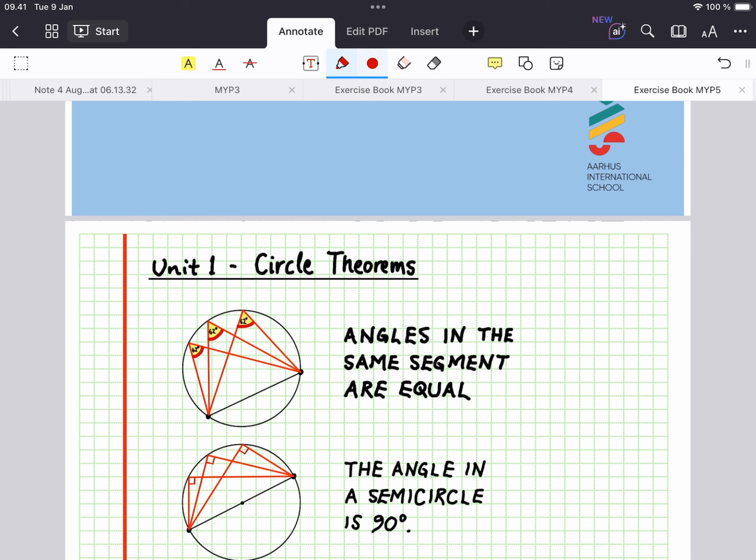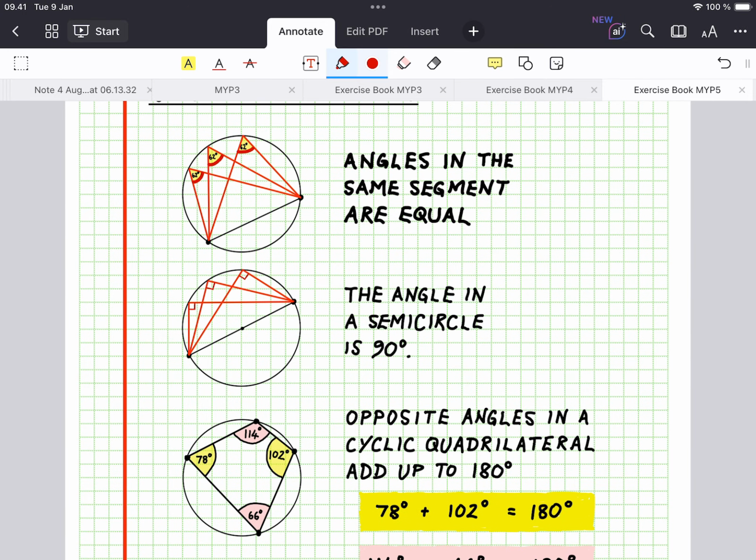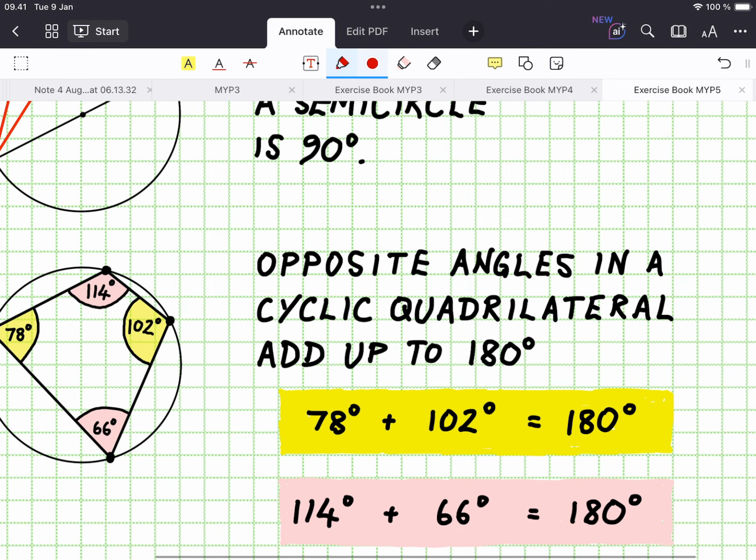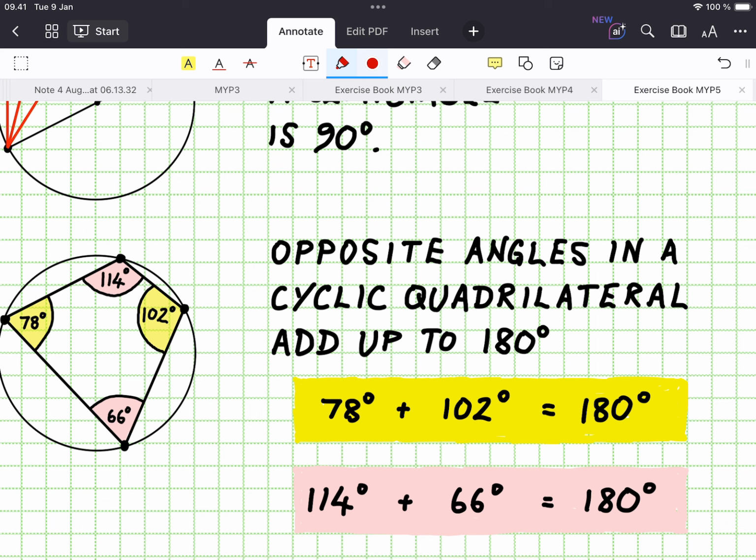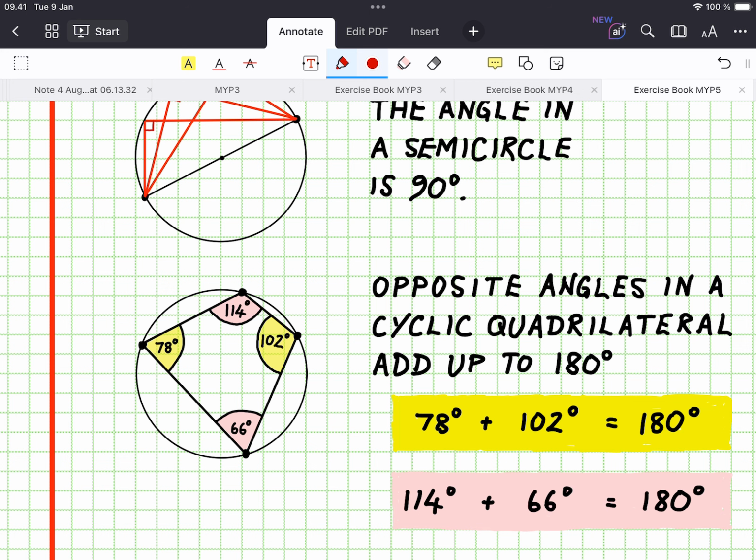Okay, so here we are back at my neat notebook, and the thing that you should have noticed is that opposite angles in a cyclic quadrilateral add up to 180 degrees. So for example, in the one I've done here, the yellow ones are 78 plus 102, and that makes 180, and the pink ones are 114 plus 66, and that makes 180. So the observation to make is that opposite angles in a cyclic quadrilateral add up to 180 degrees. So please have that neatly in your books to add to the notes with a nice neat diagram and everything looking splendid.